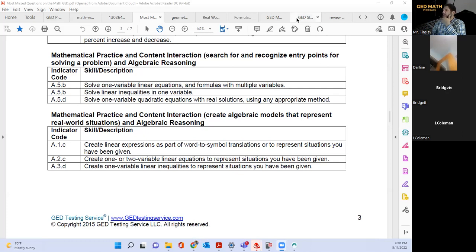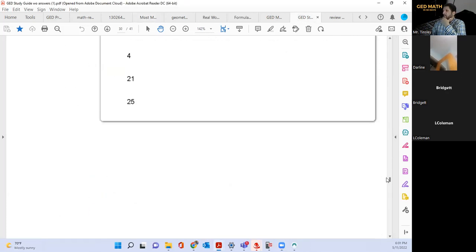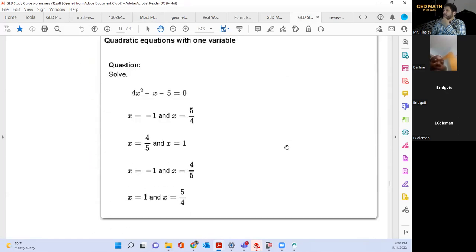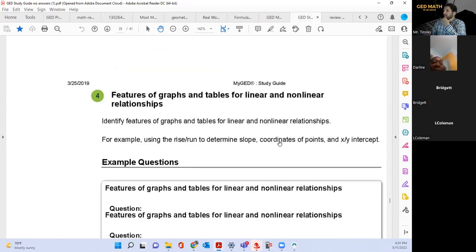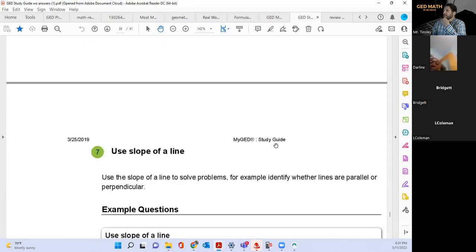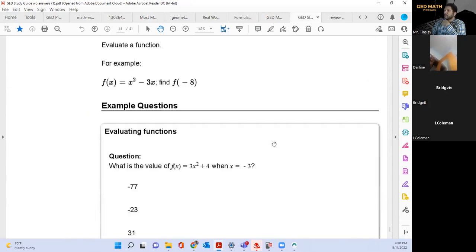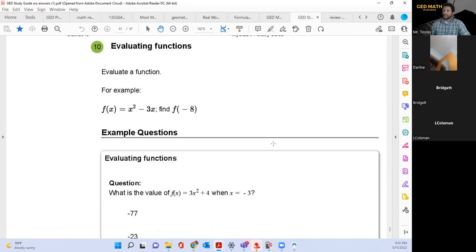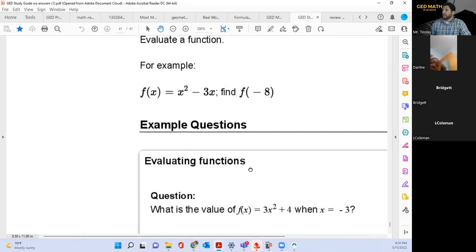So first of all, let me open up the study guide and go down to functions. This is the study guide provided by GED. Let's do some examples. Well, let me find an example. You can see my screen, correct? Yes. Okay, there we go. Let me make this nice and big here.